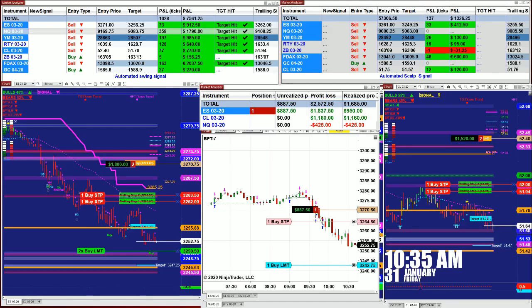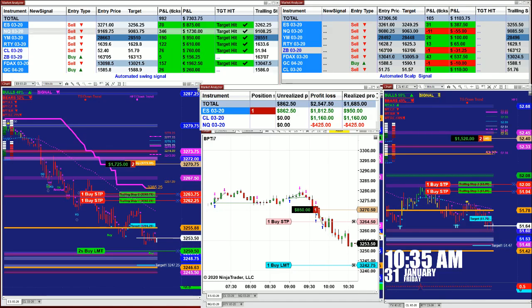So as we see here, the ES is coming to the 3250, and there is nothing left on that. And the CL is right in line with the support.